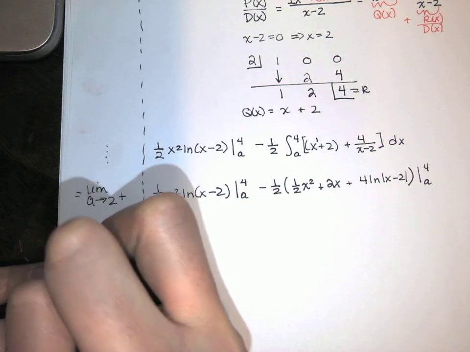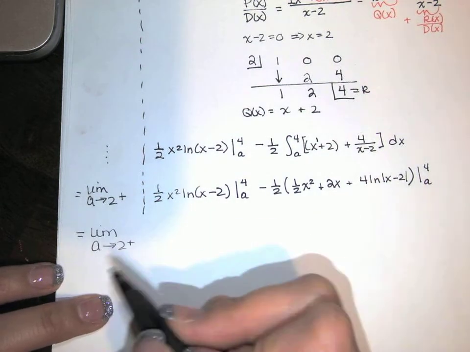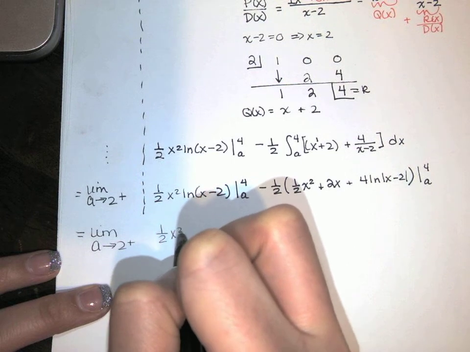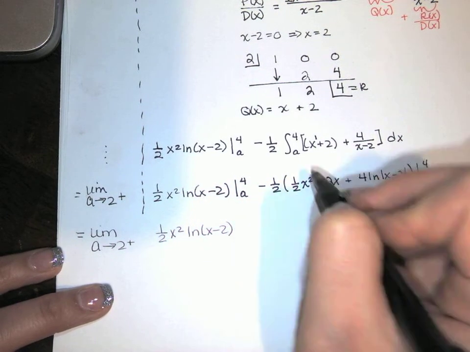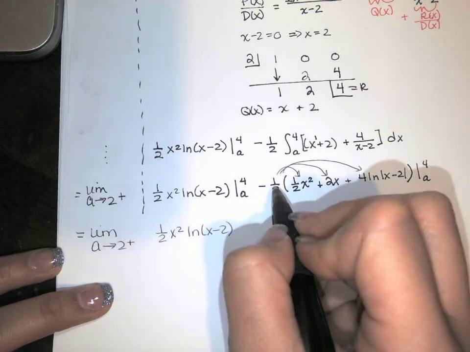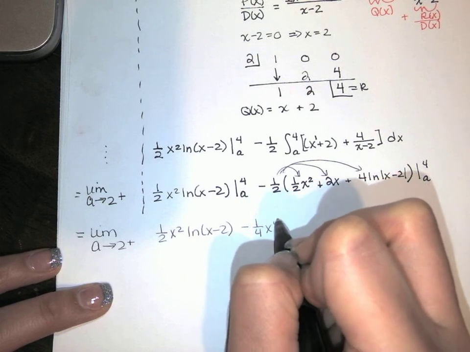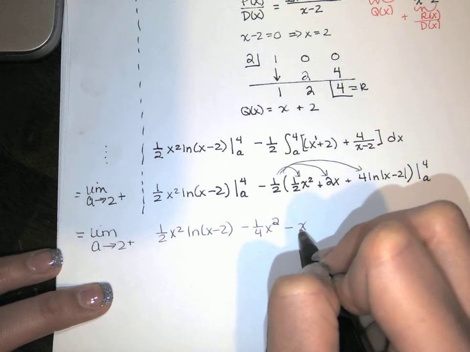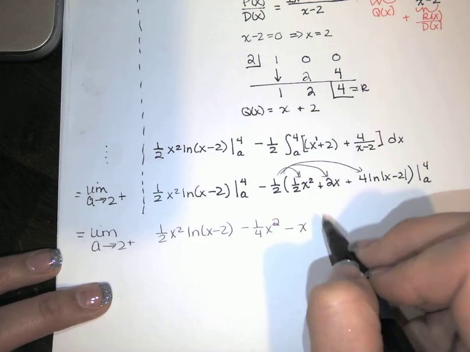So we have the limit as a approaches 2 from the right of all of this. And I think I'll simplify first before I apply the fundamental theorem. So I've got 1/2 x squared, natural log of x minus 2. If I distribute the 1/2 to all of these terms, I've got a negative 1/2 times a 1/2, so it's negative 1/4 x squared. Negative 1/2 times 2 is negative 1 times x, and then negative 1/2 of 4 is negative 2.